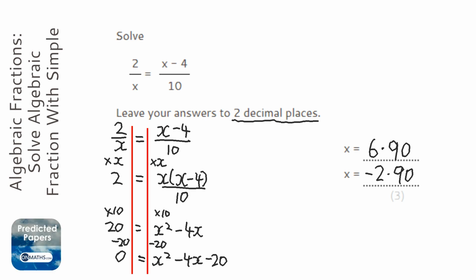Now if you have time, you can actually put those in and see if they roughly work out. So do 2 divided by 6.9, and then do 6.9 take away 4 divided by 10. See if the answers are roughly the same. We've rounded it so they won't be exactly the same.